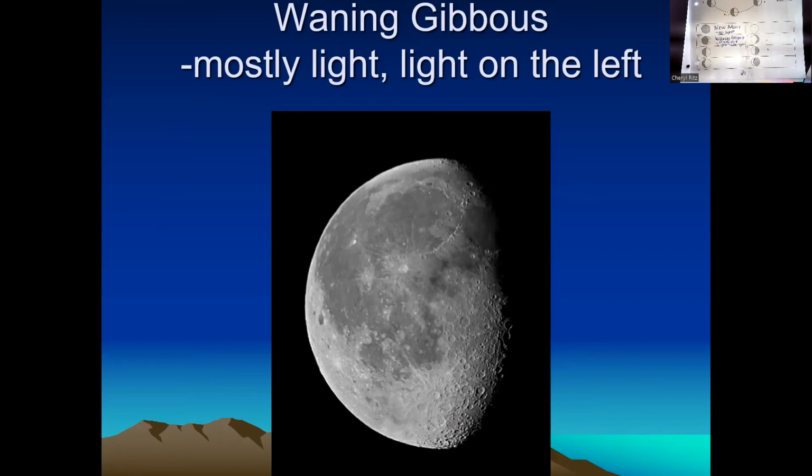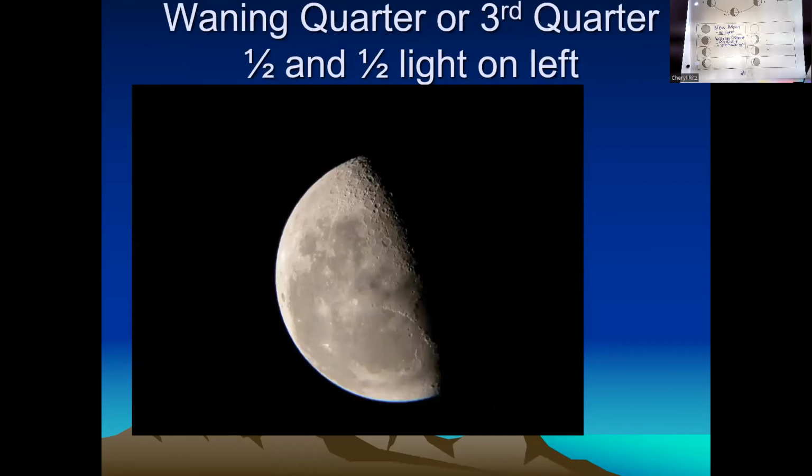So we're going to move on to moon number 7 again, which is that half and half one. What kind of moon is half and half? Quarter is what I was looking for, and because the light's on the left, it is a waning quarter. Or third quarter, yes. It is referred to as the third quarter. Why? Because when you see the first quarter, 2 quarters would be a full.